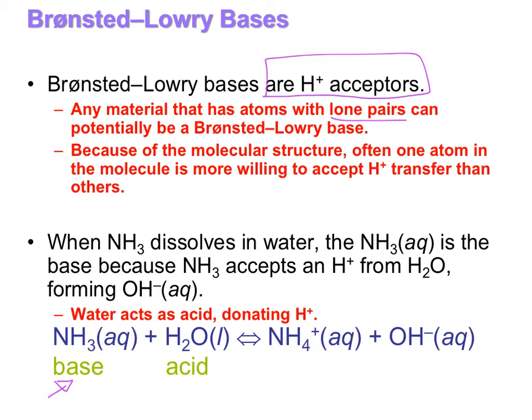We know that NH3, the Lewis structure, is like this. It has a lone pair on top of that nitrogen. It's not drawn very well, but you get the point. It has a lone pair, so that means it can accept that H+. So here we see that there's a lone pair, it takes one of those hydrogens, it forms NH4+, and now we have OH- in solution.